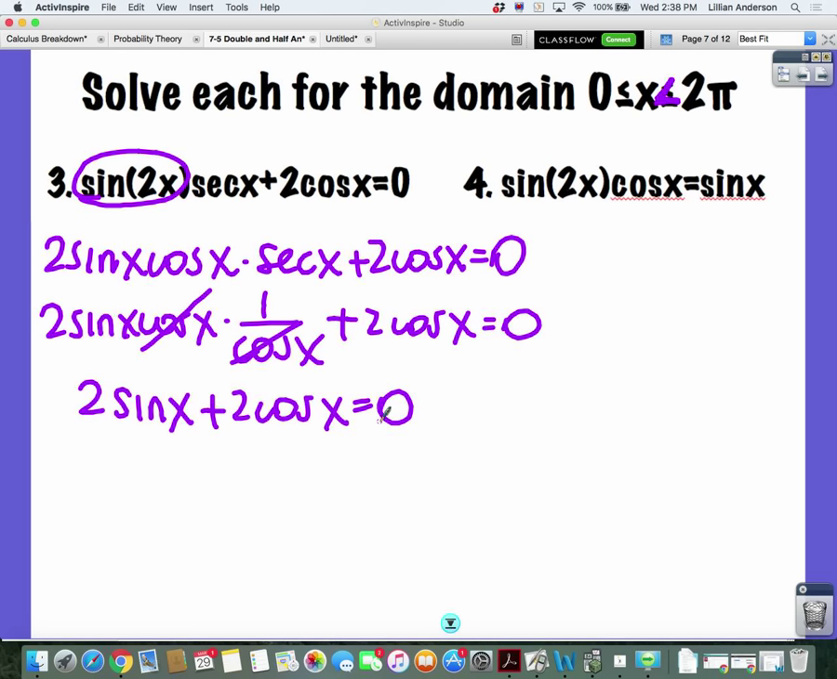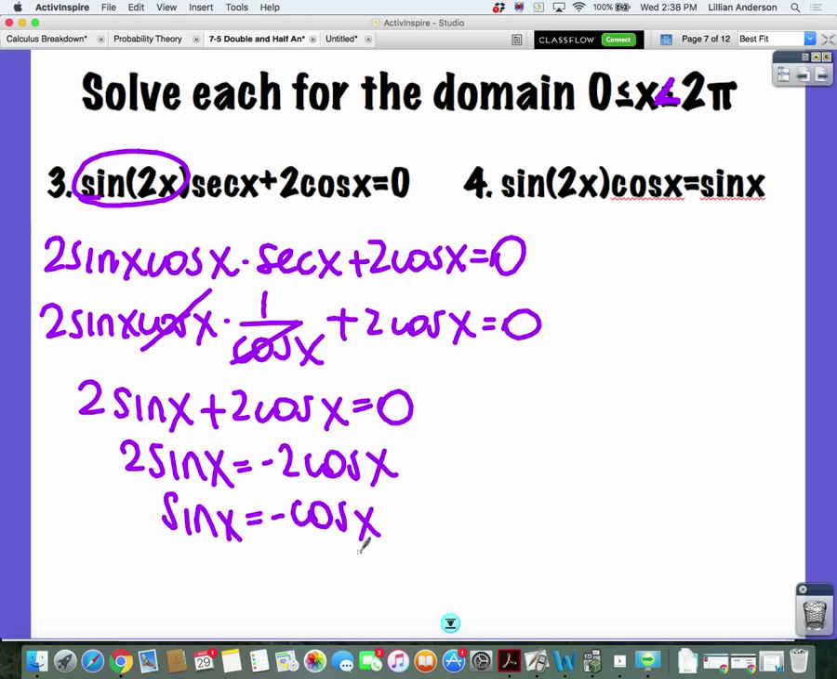If you move the cosine over, that turns into a negative cosine x. Since they both have a 2 on each side, when you divide by 2, what happens? It goes away. So I divide both sides by 2. So now if you did want to square both sides, it's not like you have a binomial to FOIL. It's just square sine, square a negative cosine, and then go from there.